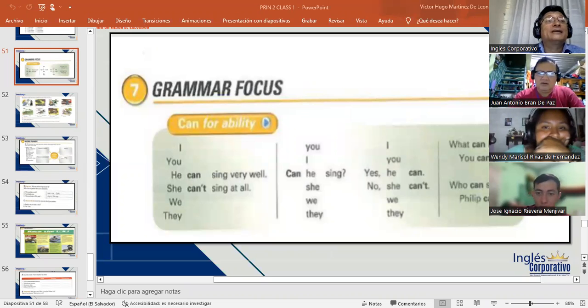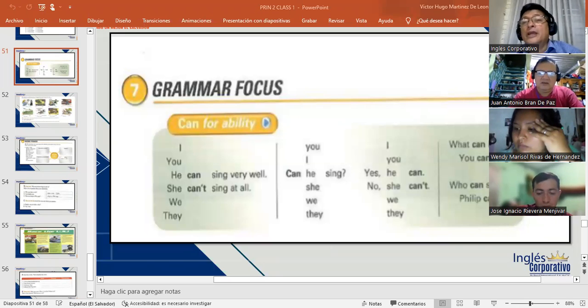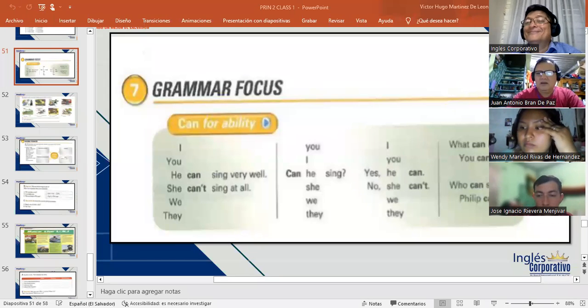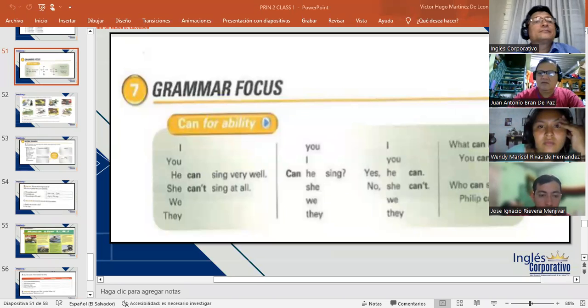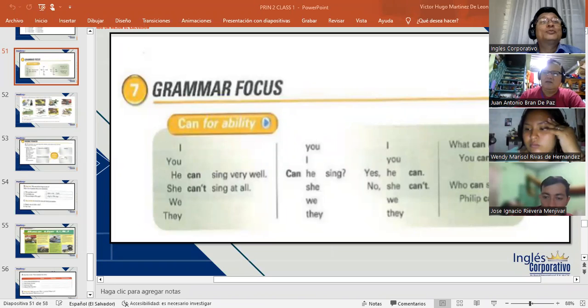Can you play the piano? Excellent. Welcome, tell me. Questions with can. Can you speak Russian? Can you speak Chinese? Wow! Can you eat 20 pupusas? My goodness. That's a lot of pupusas.